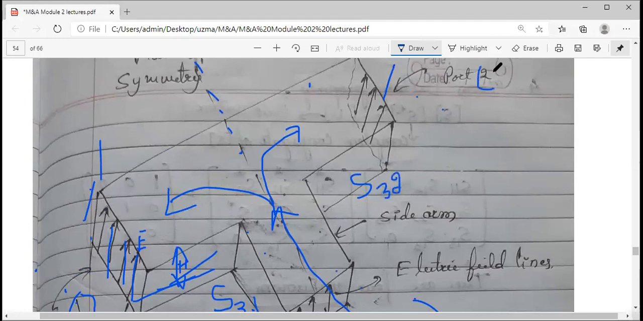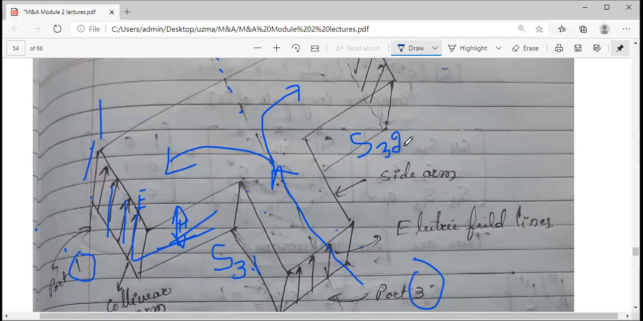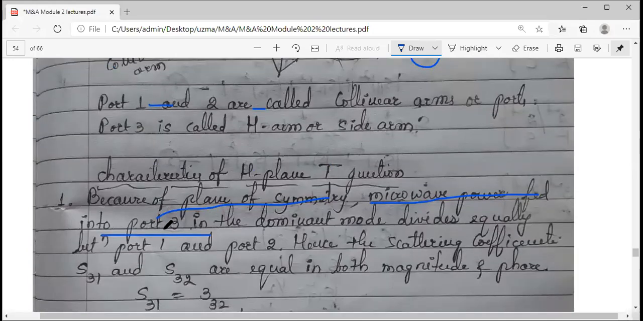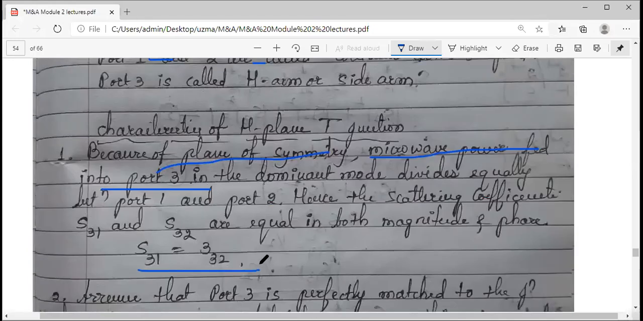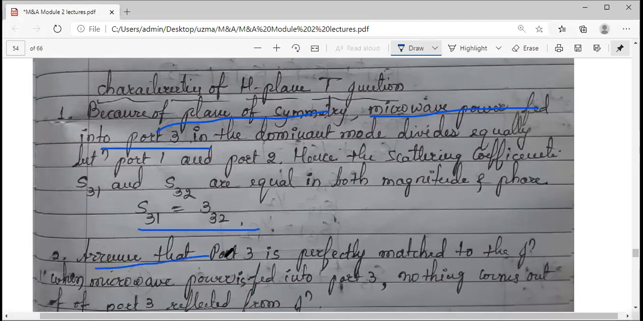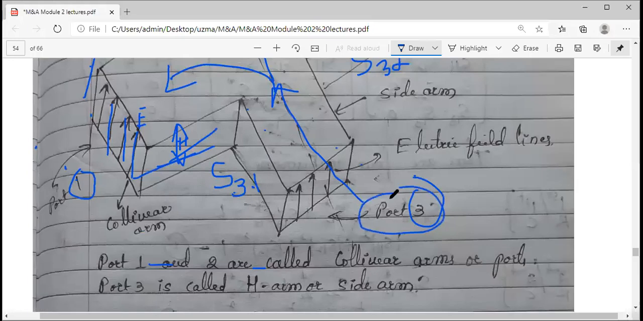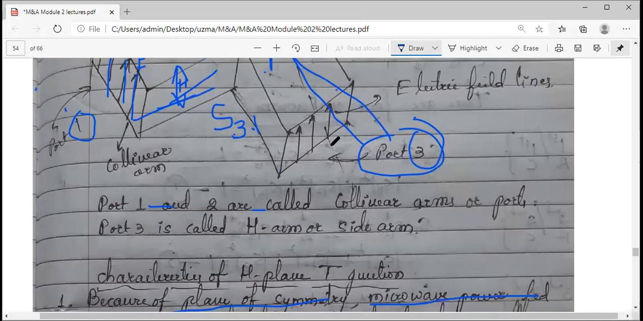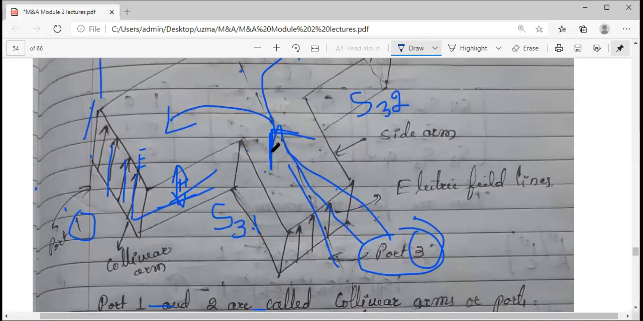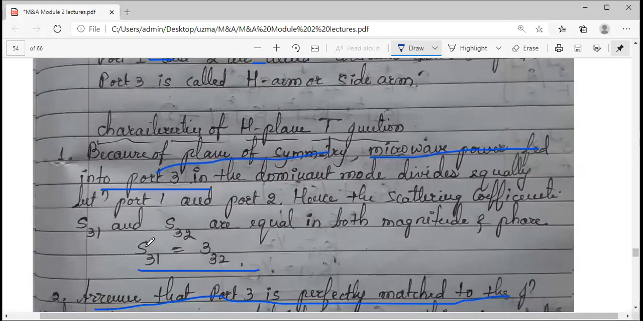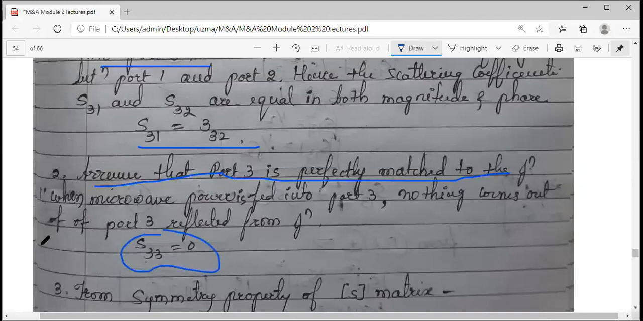3 is the input port, 2 is the output port. So S31 and S32 both are equal because power gets equally divided. That is the first property or the characteristics. Then if we assume port 3 as a perfectly matched junction, there will be no reflections. Whatever the power we feed, it will be completely absorbed and no reflections occur at port 3. Because of that, S33 will be equal to 0. So these two important properties we have listed.